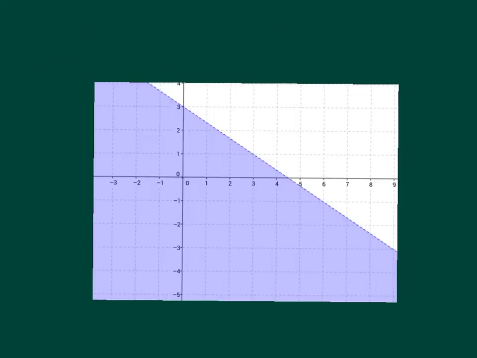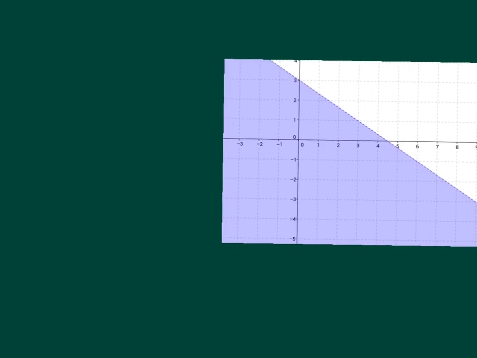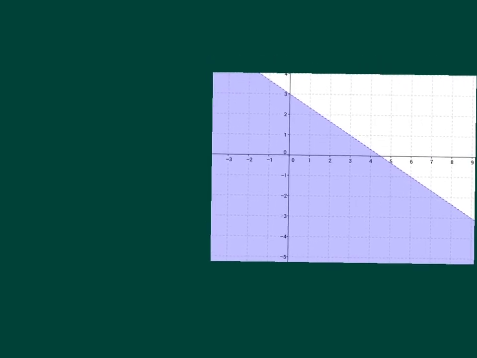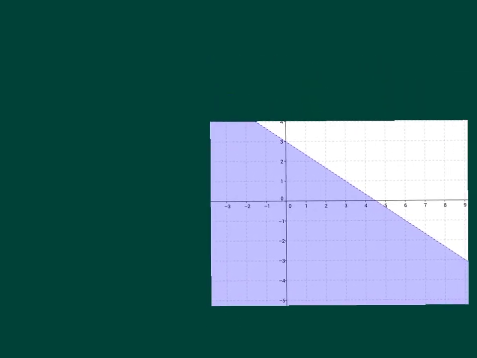Let's do another one. I'm going to make this smaller. Right, so we're going to find our y-intercept. Y-intercept is right here at 3. Put a dot there. My slope, I need to find another point right here.